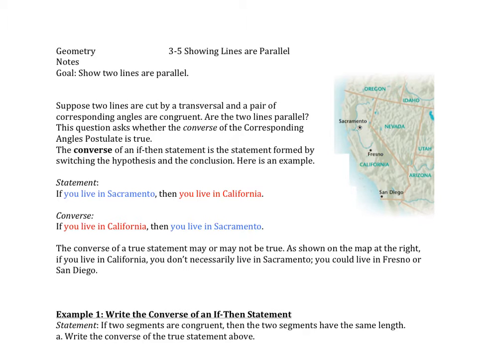The converse of a true statement, which is the original statement, may or may not be true. If we look at the map, you can see that I can live in California, but I don't necessarily have to live in Sacramento. I could live anywhere else. I could live in San Diego. I could live in Fresno. So the converse of that statement is not true.